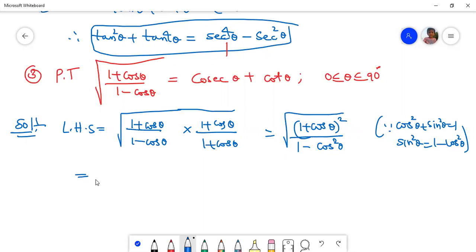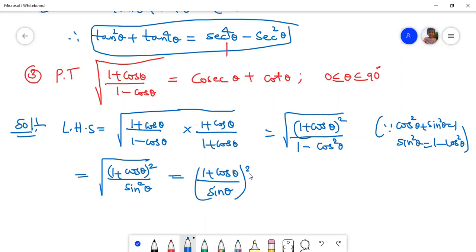Then it is equal to the square root of (1 plus cos theta) whole square by sin square theta. In the numerator and denominator, both terms having the square and square root get cancelled. Then that is (1 plus cos theta) by sin theta. If you get confusion, the whole square under root, the square and root cancel. Then 1 plus cos theta by sin theta.